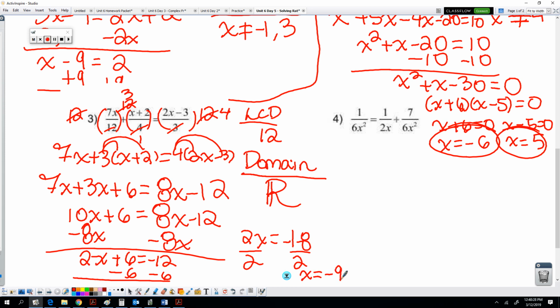So now your domain said all the numbers. We can use every single value. So x equals negative 9 is a solution. All right, number 4.